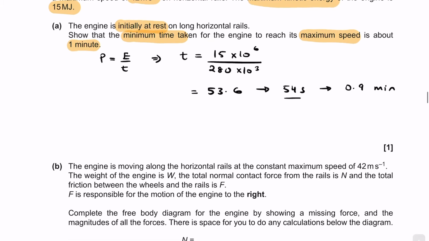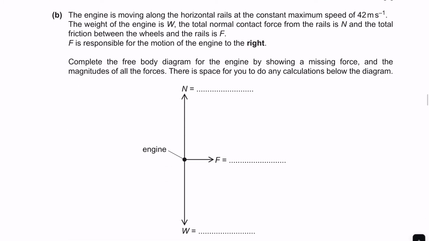So part B is saying that the engine is moving along the horizontal rails at the constant maximum speed of 42 meters per second. The weight of the engine is W, the total normal contact force from the rails is N, friction is F, and F is responsible for the motion of the engine to the right. Complete the free body diagram for the engine by showing a missing force and the magnitudes of all the forces, and we've been given some space.